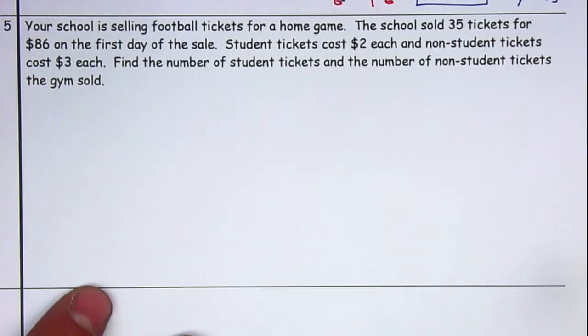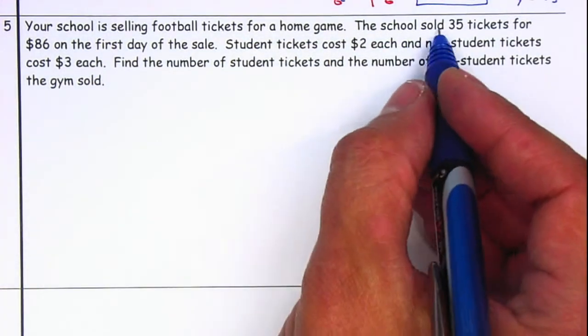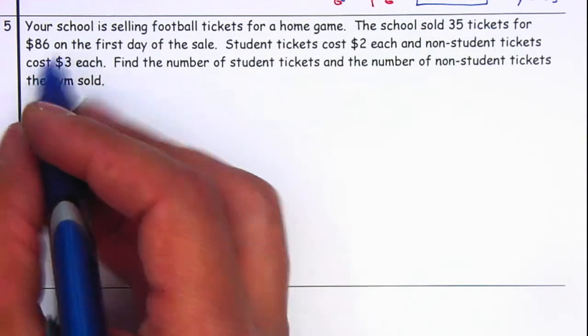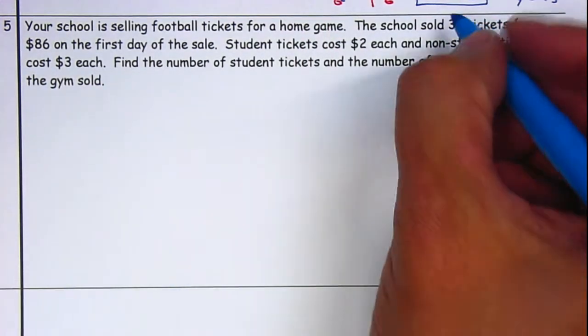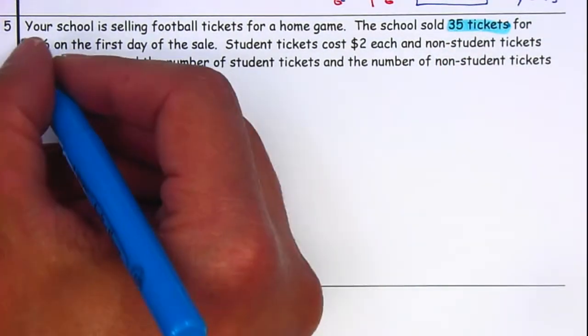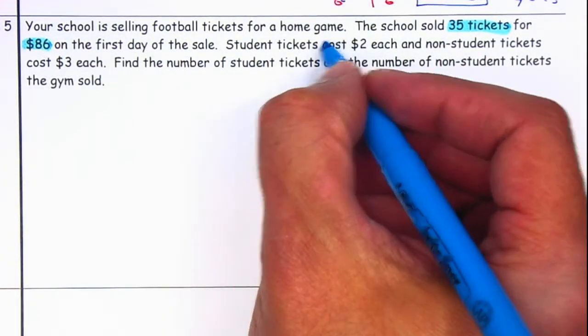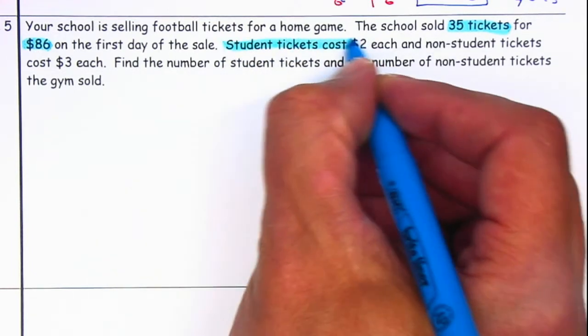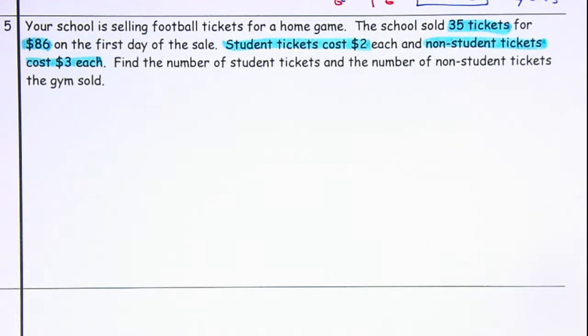It says your school is selling football tickets for a home game. The school has sold 35 tickets for $86, so it's highlighted. That's the information that they're giving you. So 35 tickets for $86 on the first day of the sale. Students' tickets cost $2 and non-student tickets cost $3. We need to find the number of student tickets and the number of non-student tickets that were sold.